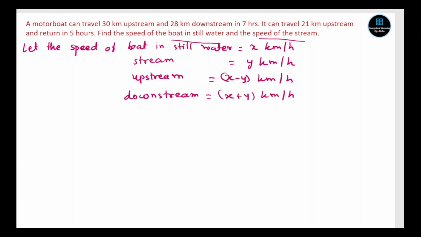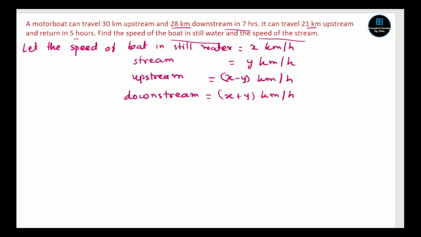Alright. Now, what they have given. So they have given 28 kilometer upstream in 7 hours. Alright. So we'll write for this. And 21 kilometer of upstream in 5 hours. Sorry, 28 kilometer downstream and 21 kilometer upstream in 5 hours. Alright. So now let's write this.